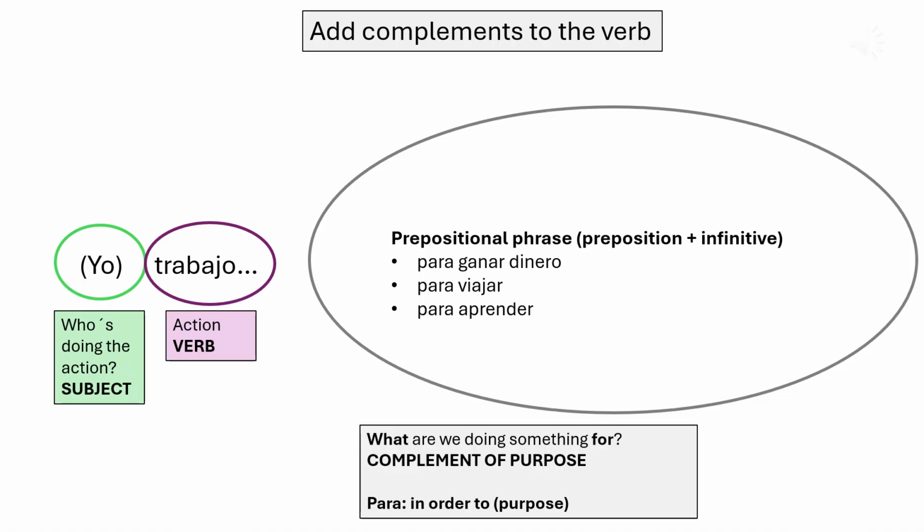So another complement of purpose in this case that we can add to the simple sentence yo trabajo. So all together, yo trabajo para ganar dinero, yo trabajo para viajar, yo trabajo para aprender.